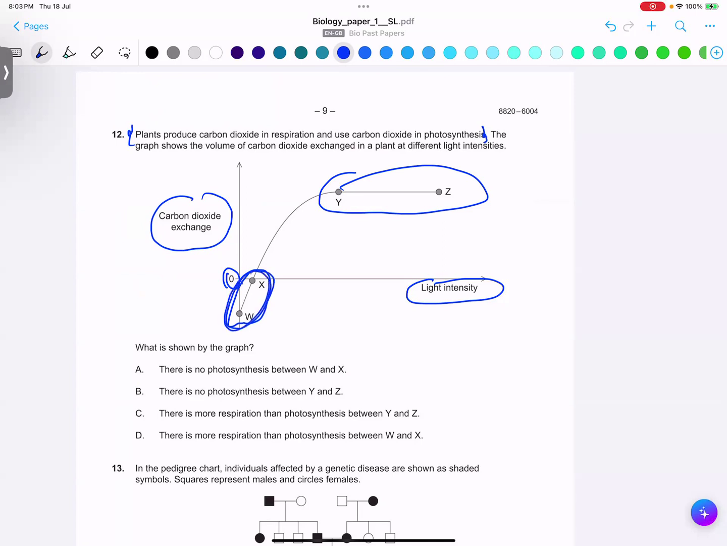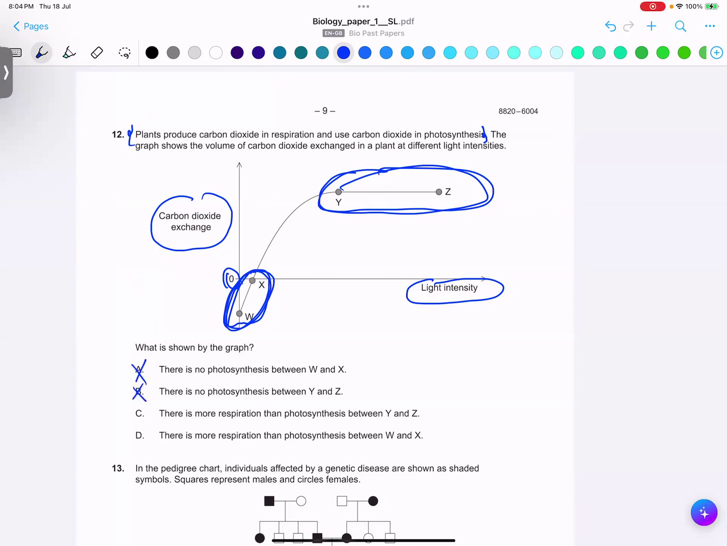So this proves that this is not true, because photosynthesis can still be taking place, whereas here they're arguing that there is no light intensity. There is a light intensity, but there's no carbon dioxide exchange. But the fact that they do have light intensity and it's not increasing just shows that there's enough light intensity. The plant does not need more. So these two are wrong.